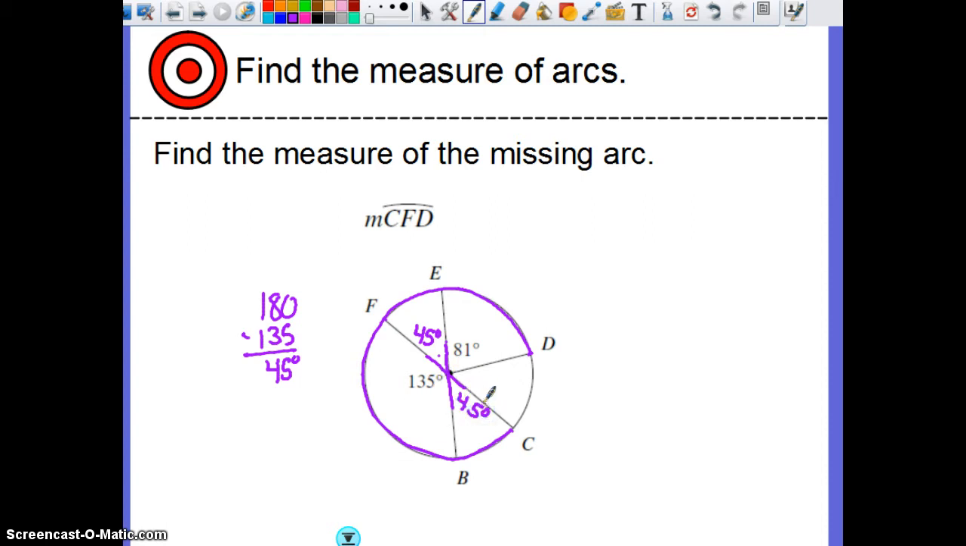And hey, now I know all the angles around here, I can just add them up. So 81 plus 45 plus 135 plus 45. Let's add those up. So 5 plus 5 is 10, plus 5 is 15, plus 1 is 16. Carry the 1. 4 plus 3 is 7, plus 4 is 11, plus 8 is 19, plus 1 is 20. 306. So if the angle is 306 degrees, then also the arc is 306 degrees.